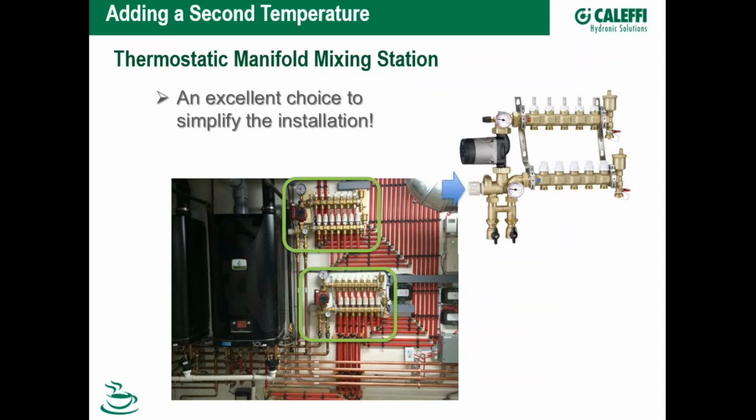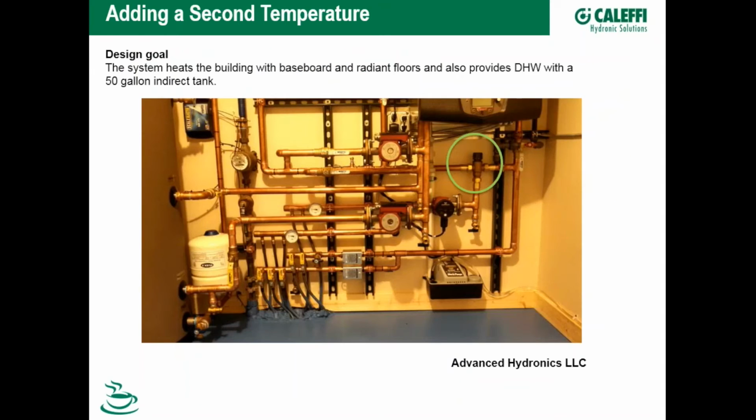Now, here's another drawing, again a picture from our Caleffi Excellence program. This is an installation that has some radiant. You can see the tubing off to the left-hand side, and it also has some high temperature. So circled in green is my thermostatic mixing valve, and that thermostatic mixing valve is providing hot water to the radiant at a lower water temperature than the water that's going out to the high temperature side of the system.